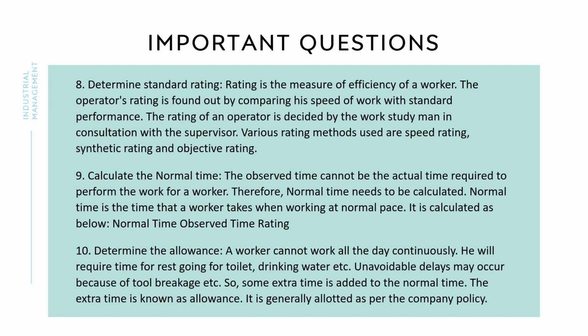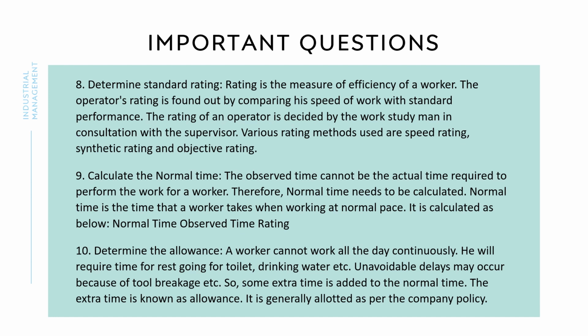9. Calculate the normal time. The observed time cannot be the actual time required to perform the work for a worker. Therefore, normal time needs to be calculated. Normal time is the time that a worker takes when working at normal pace. It is calculated as below: normal time = observed time × rating.